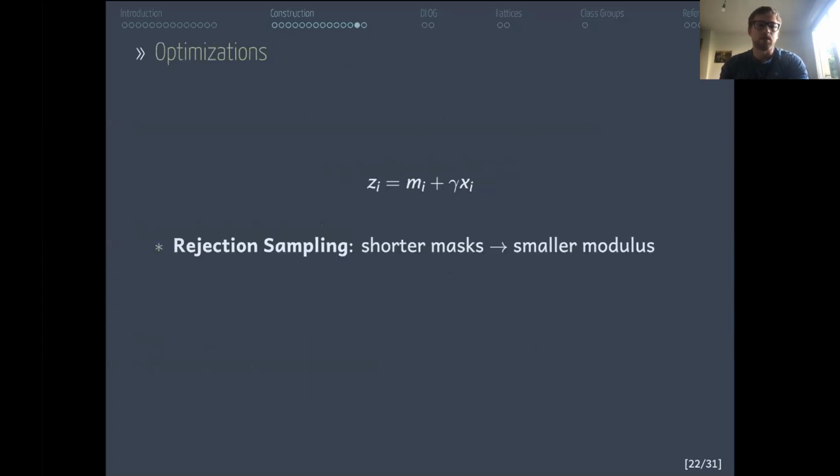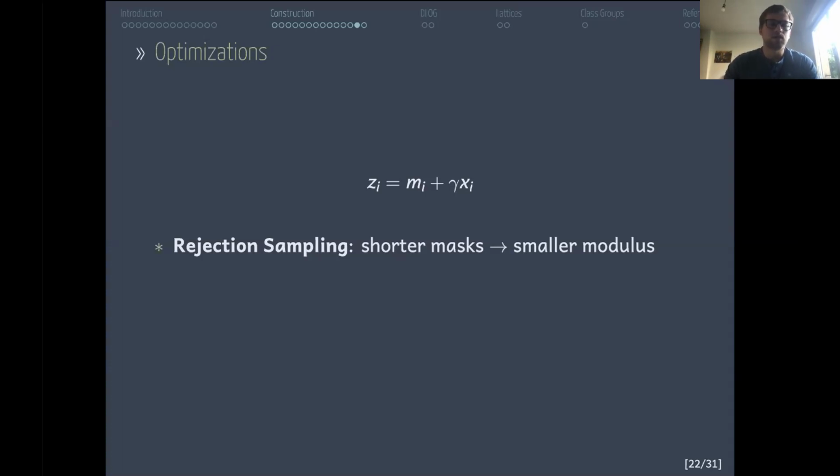So also something to keep in mind. And then, lastly, I'll go over the rest of the slides a bit quicker, but I still want to get into optimizations. Essentially, as I've shown before, we need to make sure that Z_i is small, and it's essentially a mask plus gamma, the challenge, times the integer x_i. What we want to do is keep it short.